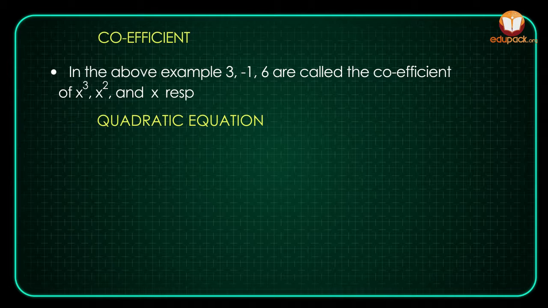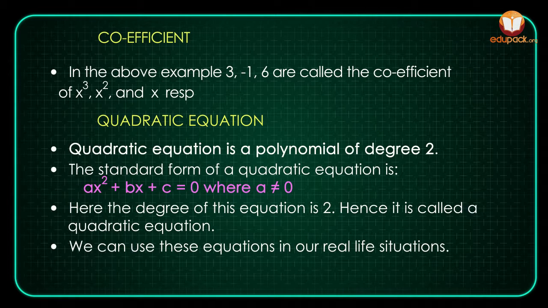Quadratic equation. So, a quadratic equation is a polynomial of degree 2. Then the standard form of a quadratic equation is ax square plus bx plus c, where a is not equal to 0. Here, the degree of this equation is 2. Hence, it is called a quadratic equation. We can use these equations in our real life.